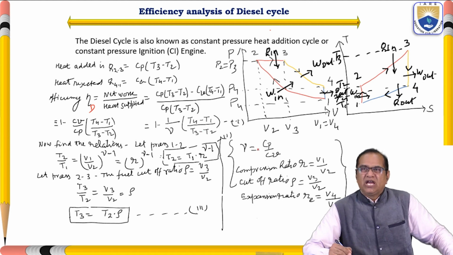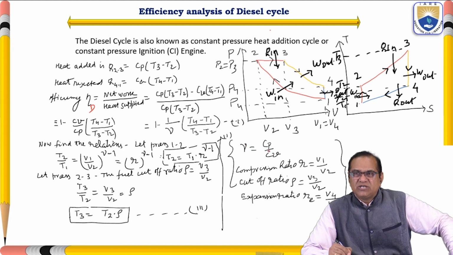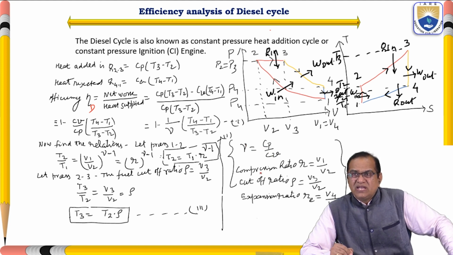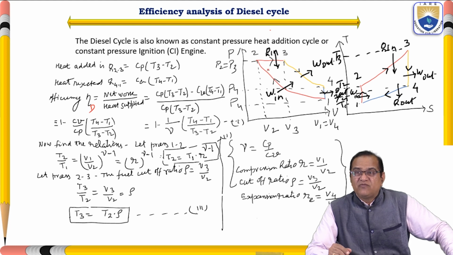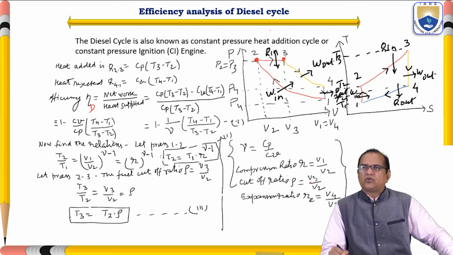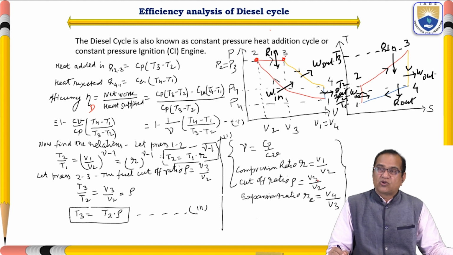So here we know that gamma is equal to Cp by Cv, and the compression ratio r is equal to V1 by V2. Next is the cutoff ratio, which is called rho. It is V3 by V2. You can see here the fuel is cut off and here the fuel has started. So V3 by V2 is the cutoff ratio, and it is rho.